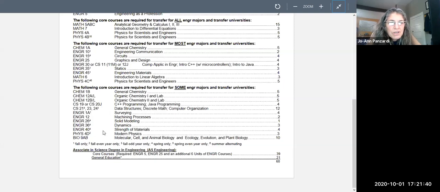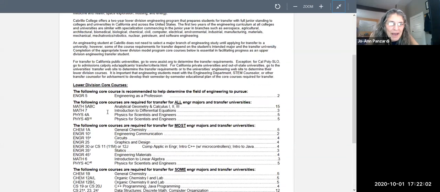So the question is, what classes then do you take at Cabrillo? How do you figure out what classes you need to take at Cabrillo? Does anybody know the answer to that question? Does anybody know what site is available to find out what classes you should take at Cabrillo? Assist. Assist, right. So let's go back up here.